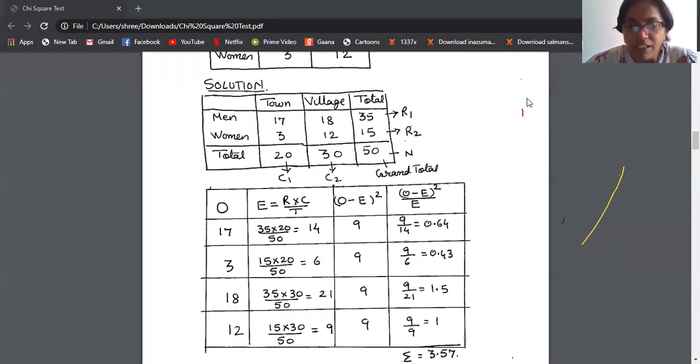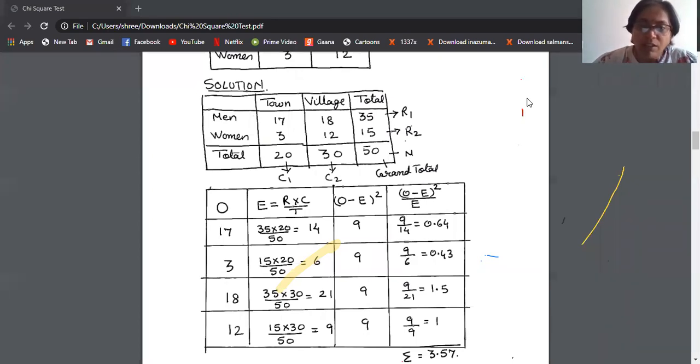Now for 3 and 18, 9 by 6 and 9 by 21. I'm very sorry, I have interchanged those two answers. 9 by 6 will be 1.5 and 9 by 21 will be 0.43. So 9 by 9 is 1. Now we have to add all of them, find the summation of all of them, which comes out to be 3.57.